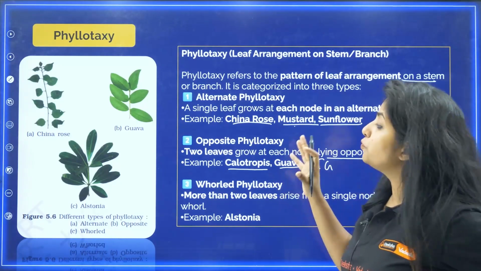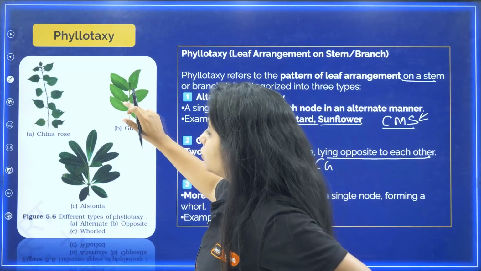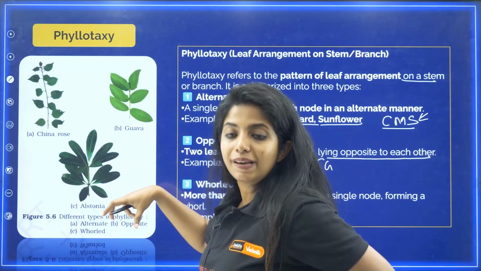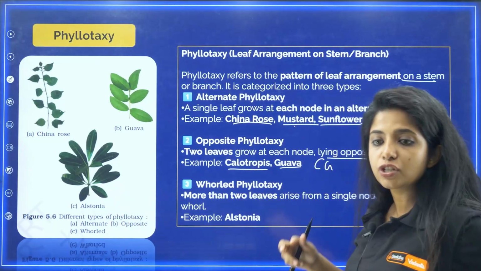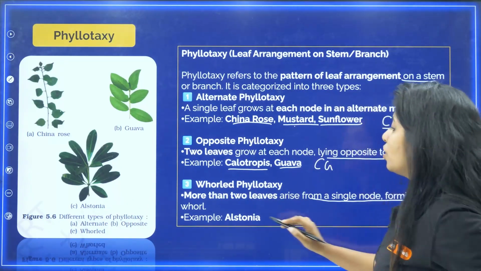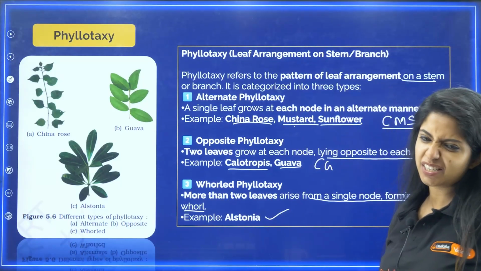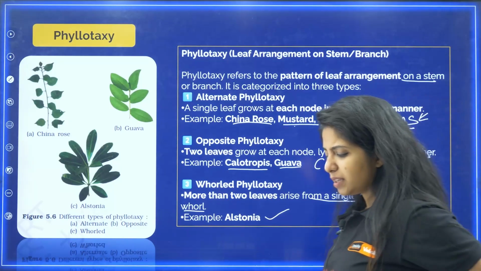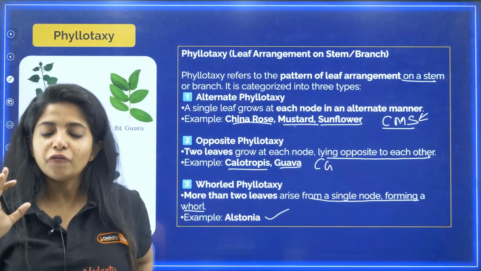Now, whorled phyllotaxy is when at one particular node, it's not just two leaves, you would have multiple leaves arranged. As you can see over here, multiple leaves are arranged like this. This is known as whorled phyllotaxy. So, more than two leaves arise from a single node, forming what? A whorl. Example is Alstonia. Okay, Alstonia, that is a bit different and probably a little difficult, but yes, my dear children, you can definitely do it.